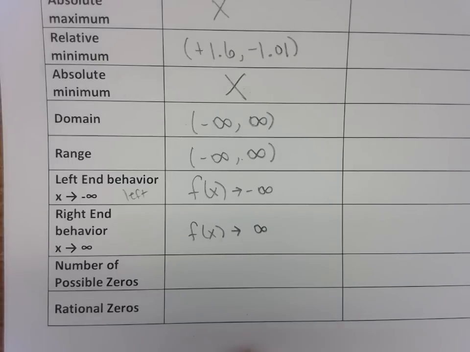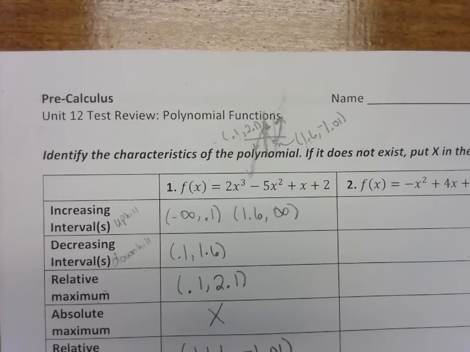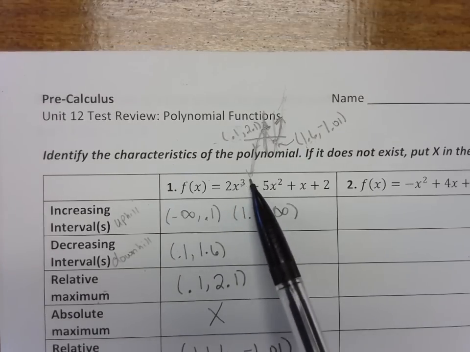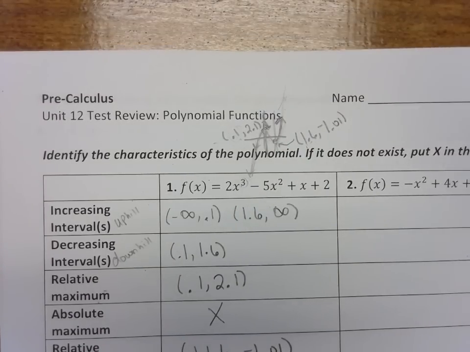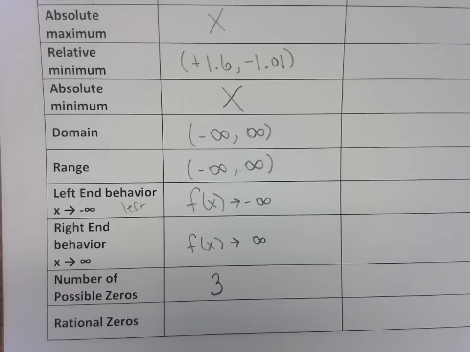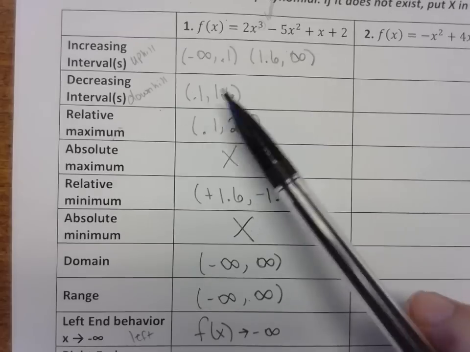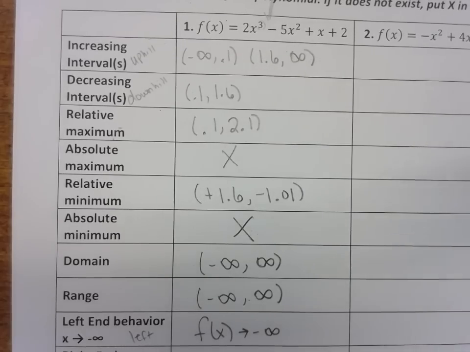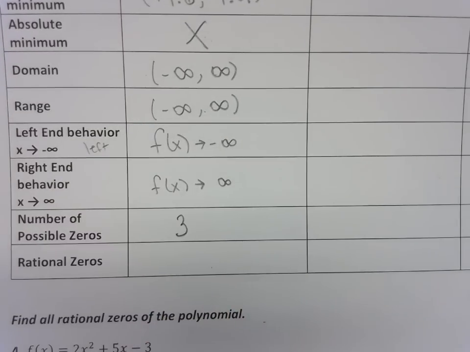Number of possible zeros. The number of possible zeros always matches your degree. Your degree is the highest exponent. So our possible number of zeros here is 3. To find the actual zeros, we could use long division or any of that, but in this table, I'm okay with you finding them in your calculator.